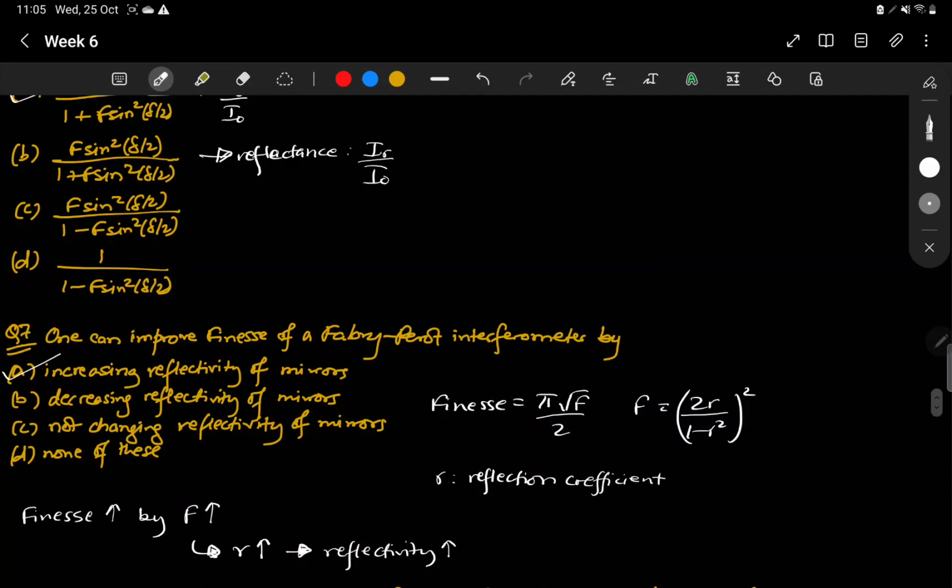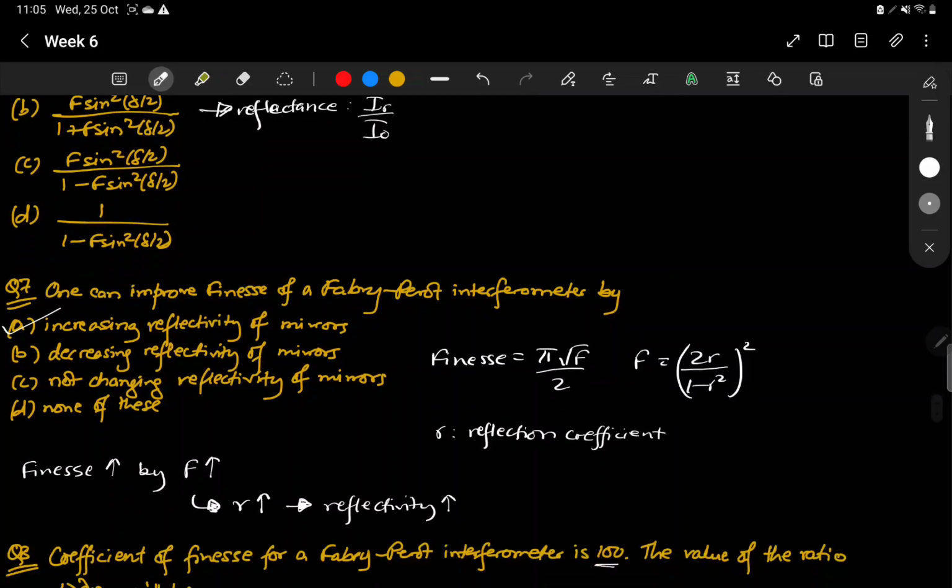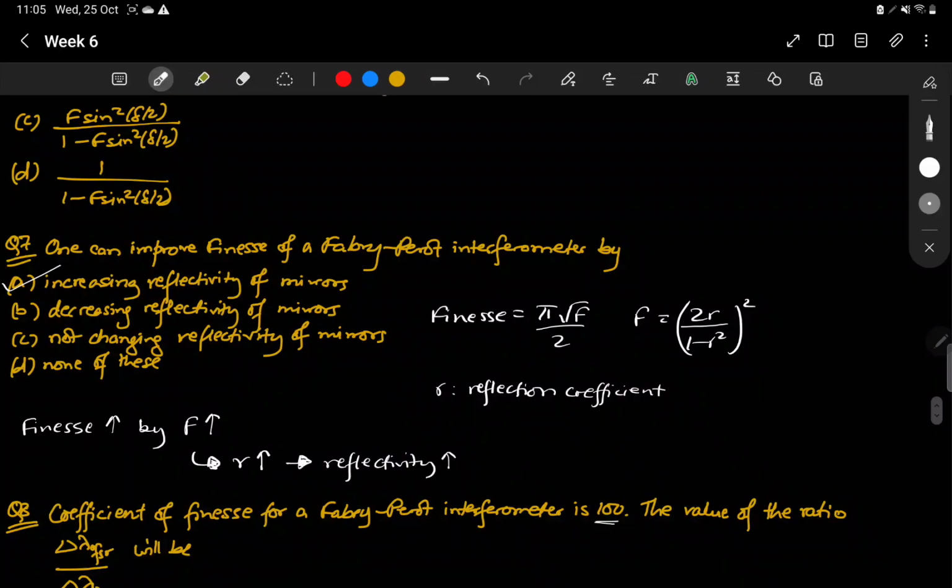So the coefficient of finesse can be increased by increasing R, which is the reflection coefficient, which increases when we increase the reflectivity of the mirrors, and finesse is proportional to the coefficient of finesse. So if we increase the reflectivity, we increase the finesse.